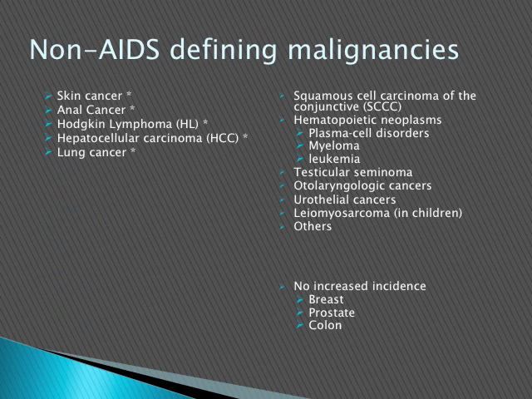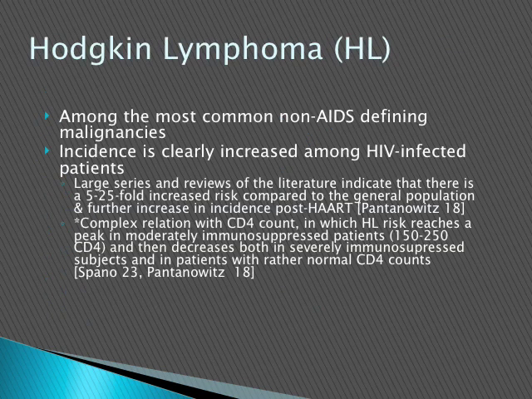The more common: skin, anal cancer, Hodgkin lymphoma, liver cancer, lung cancer. But you've got this whole other column that you can see that are increased in the HIV population, and you see no increased incidence with breast, prostate, and colon. Starting with Hodgkin lymphoma, among the most common non-AIDS defining malignancies, incidence is clearly increased in HIV-infected patients.